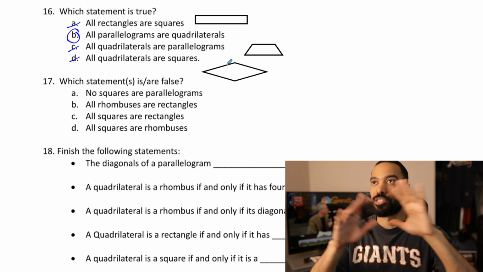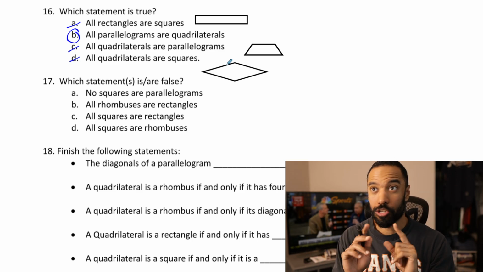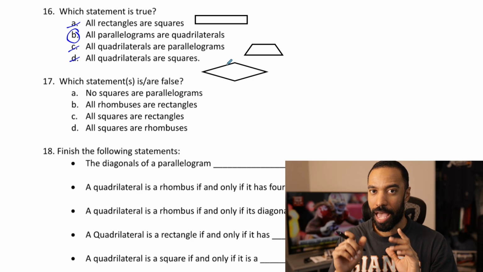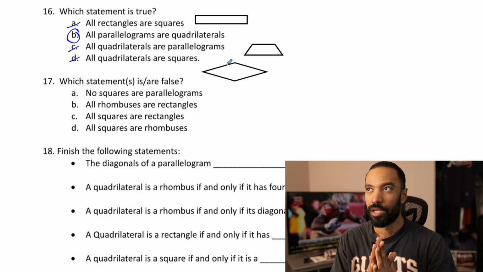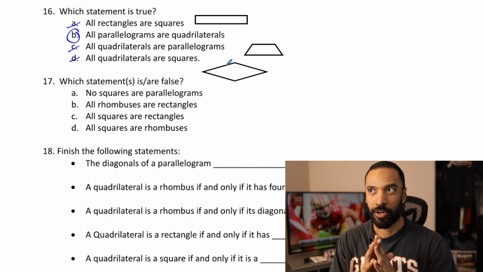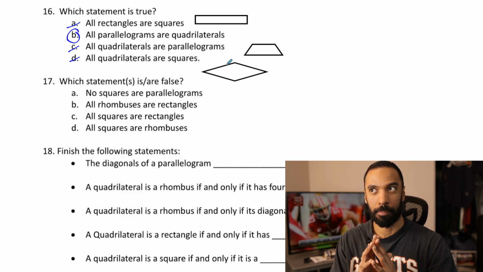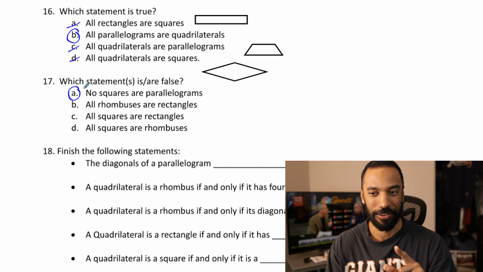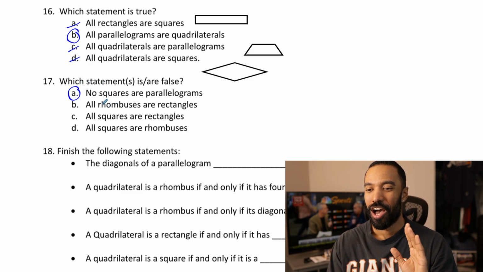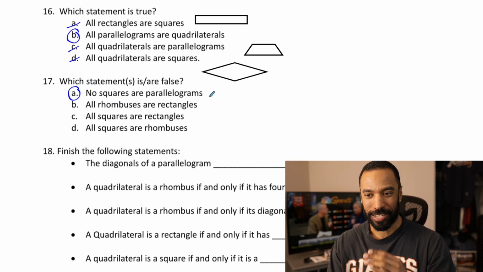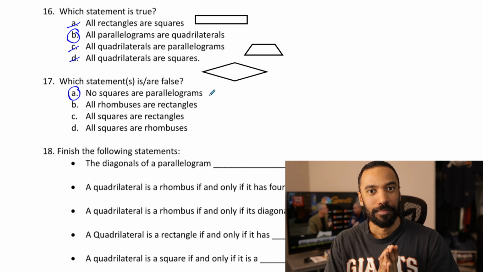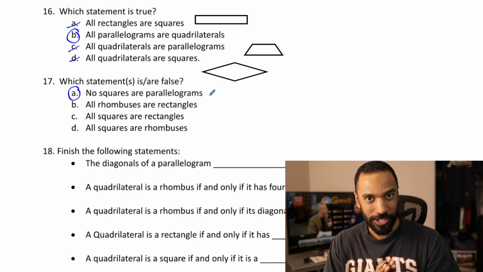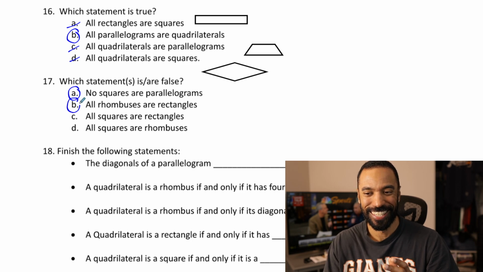Okay, all right, let's just talk about the math of it. All squares are parallelograms. Every square has opposite sides parallel. All squares are parallelograms is true. No squares are parallelograms should be false, so that is correctly false. I don't know why that was so hard to do. All rhombuses are rectangles. That is false, so we circle it.